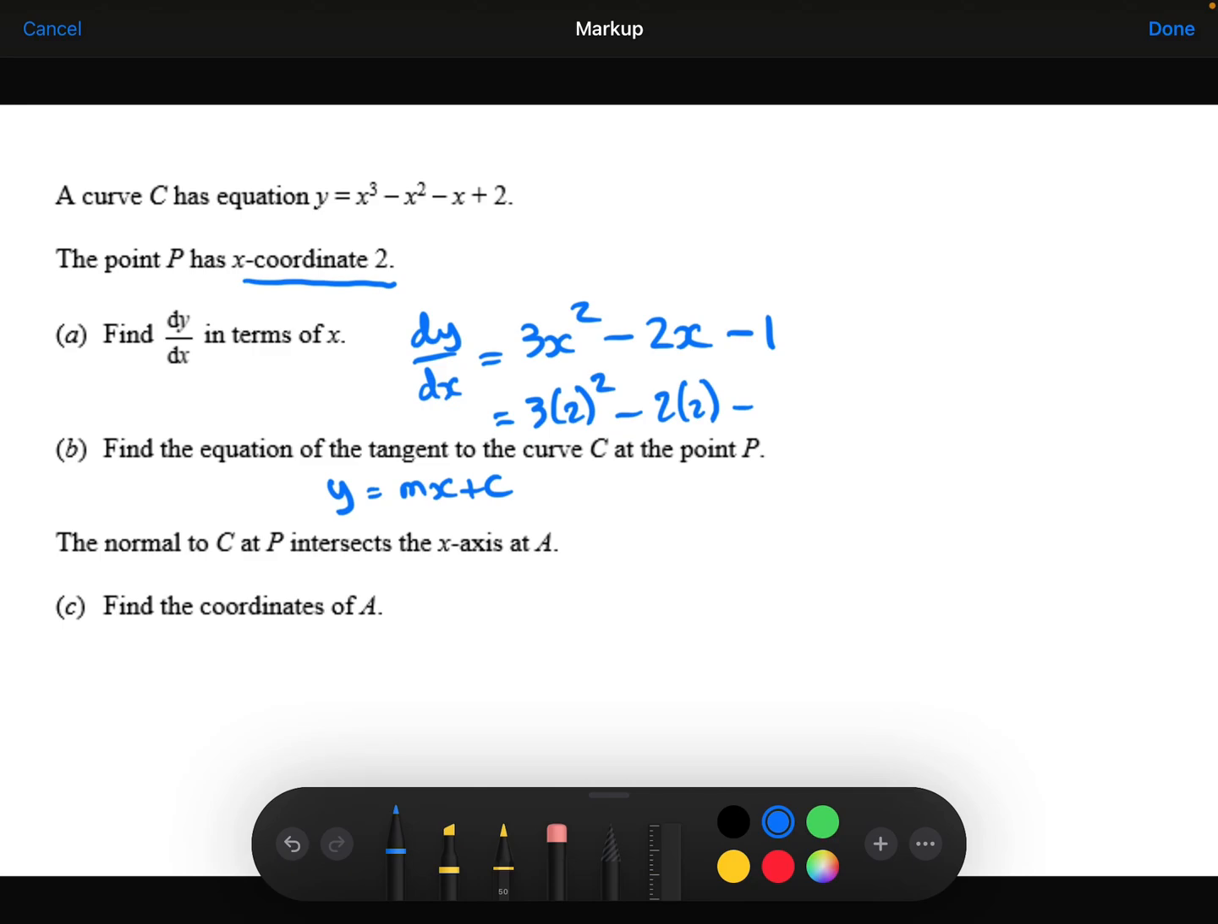So we get 7. So the gradient of the curve when x is 2 is 7. So that's the gradient of the tangent at that point.